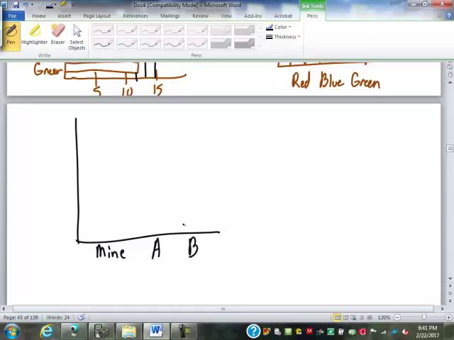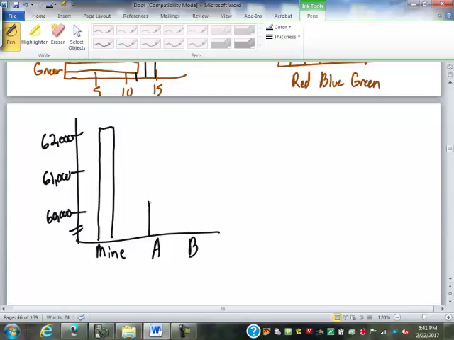So we're going to compare the annual sales between these 2 companies. Like this. My company is going to look like that. Company A is going to look like that. And company B is going to be about like that.